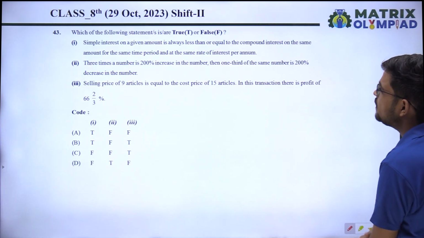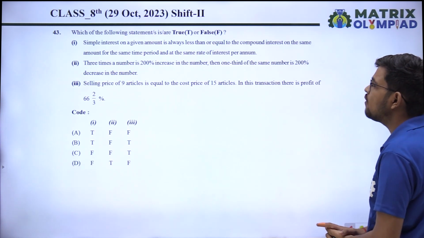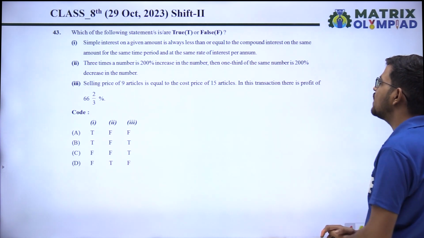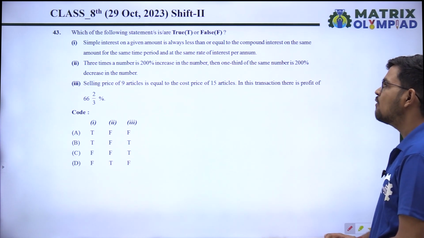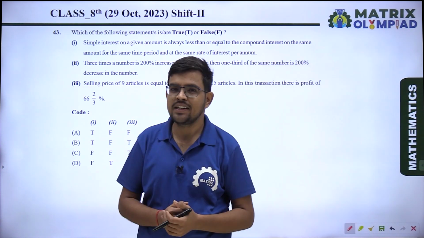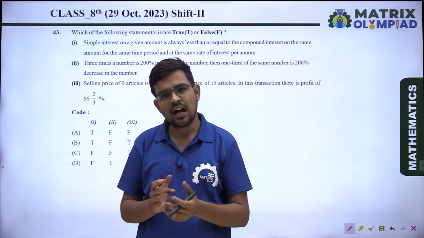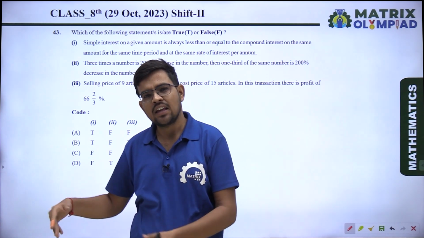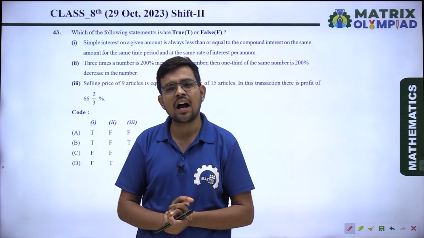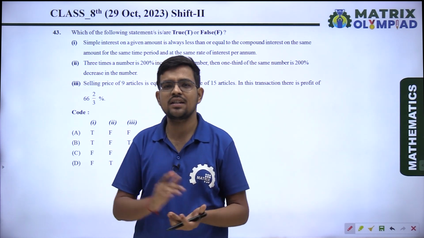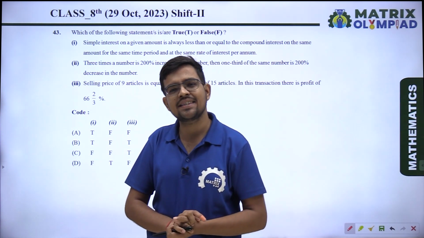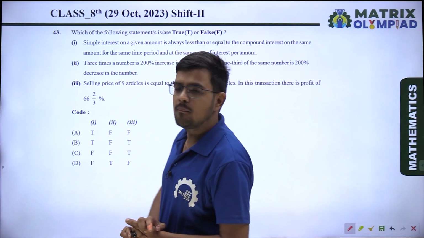Next question, which of the following statements is true or false? Simple interest on a given amount is always less than or equal to the compound interest on the same amount for the same time period and at the same rate of interest per annum. Yes, the simple interest is always less than the compound interest. Why? Because in compound interest, we charge interest on previous interest also. So the simple interest is always less than or equal to the compound interest.